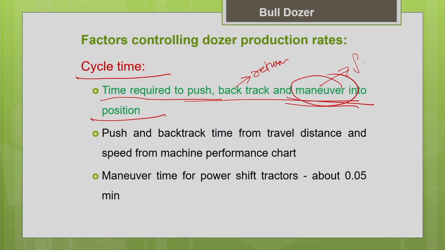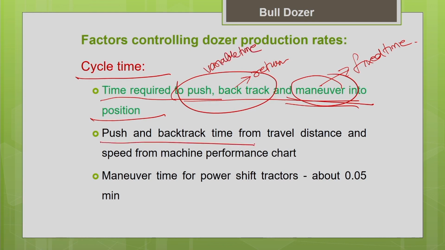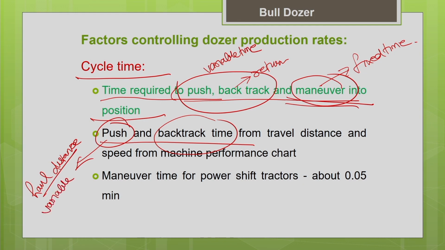So, we call this fixed time, and this one is variable time. Your push and backtrack is called variable time. Why do we call this push time and backtrack time variable time? Because it is dependent upon your haul distance. So, the greater your haul distance, the greater will be your push time and return time or backtrack time. This is solely dependent upon your haul distance. That is why we call it variable. Obviously, it depends upon the speed also.